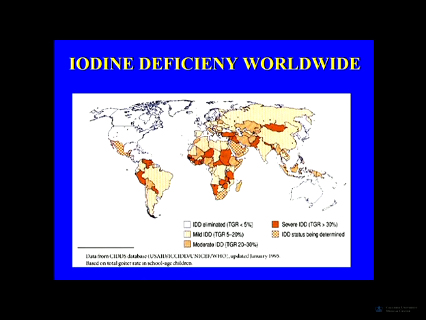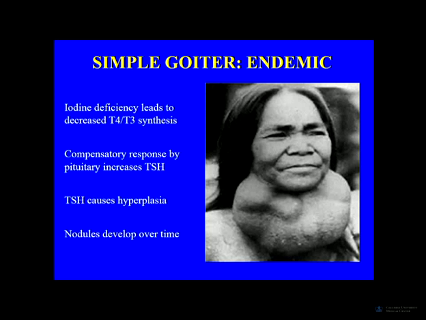Ironically, in this country, there have been occasional outbreaks, if you will, of iodine deficiency, and it's often due to people having fad diets where they don't have normal iodinated salt, and they can end up, ironically, iodine deficient. This is an extreme example of iodine deficiency.